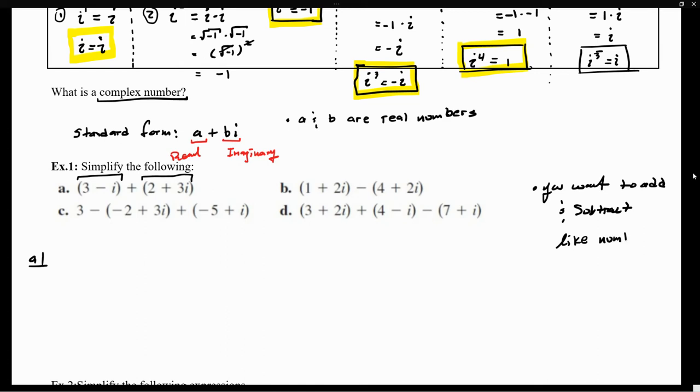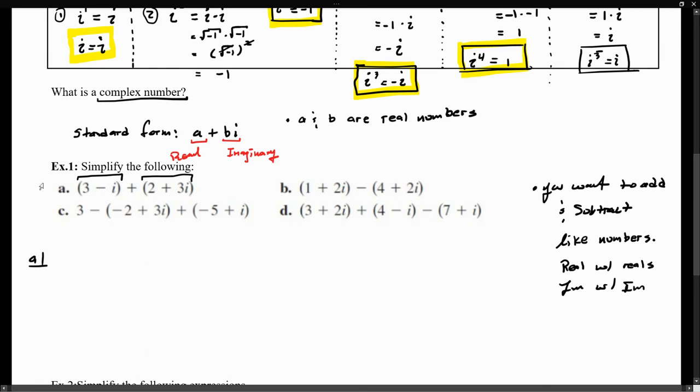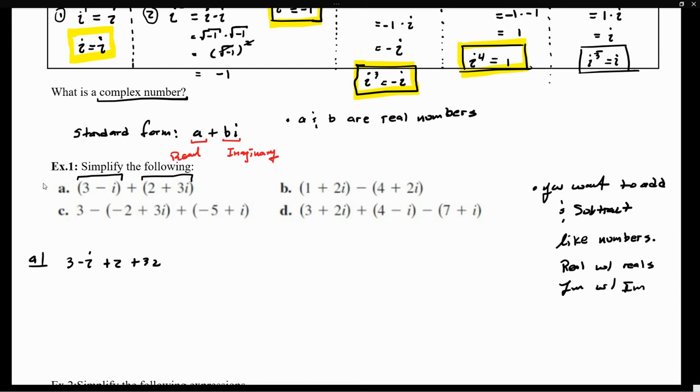And what do we mean by like numbers? Well, just like whenever you're simplifying expressions and they tell you to add and subtract like terms, that's what we mean by like numbers: reals with reals and imaginaries with imaginaries. But what do we mean by that? Well, going back to example A, let's drop the plus sign. So we have 3 minus i plus 2 plus 3i.